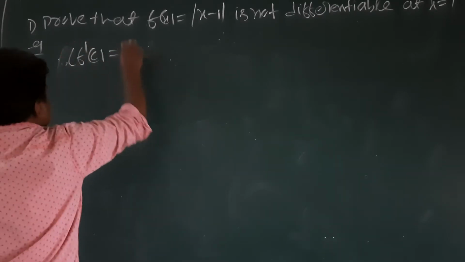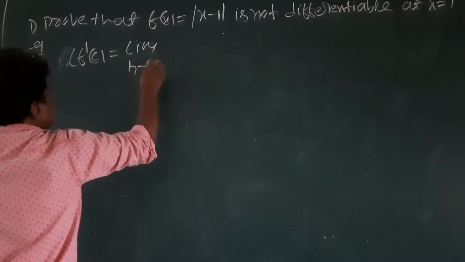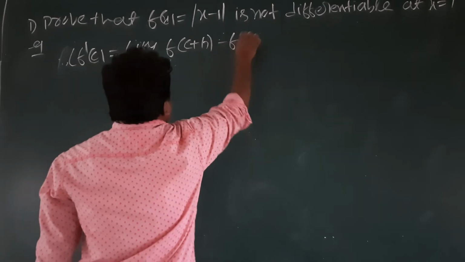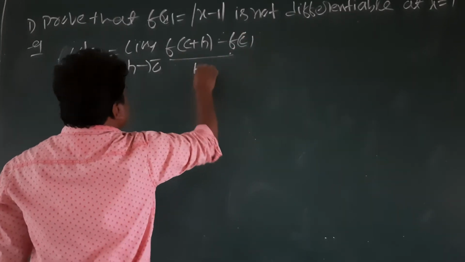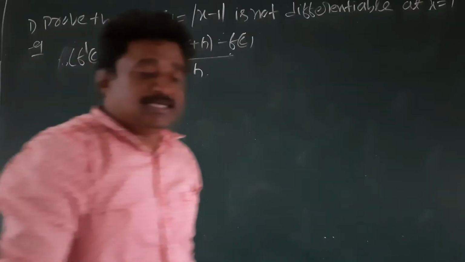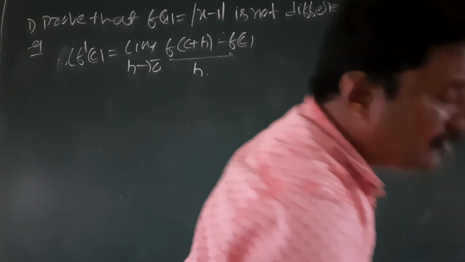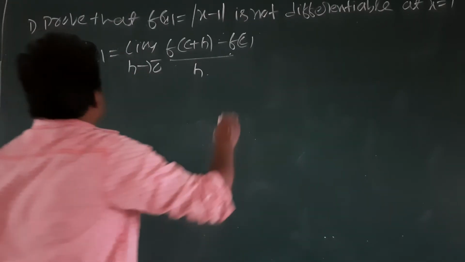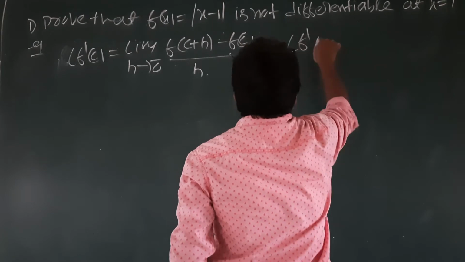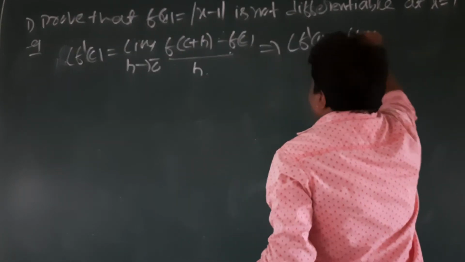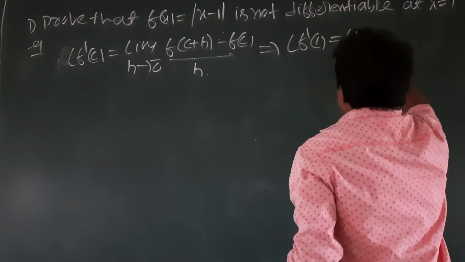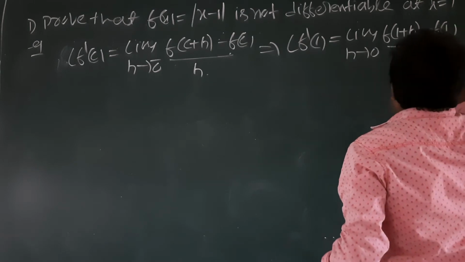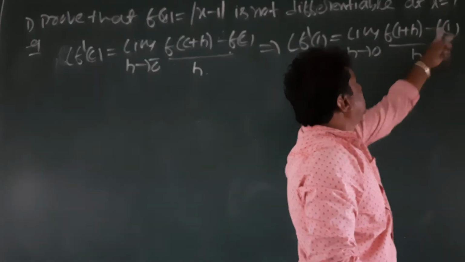L f dash c is equal to limit h tends to 0 minus, f of c plus h minus f(c) by h. In this case the value of c is 1. Put c is equal to 1, students. That implies L f dash 1 is equal to limit h tends to 0, f of 1 plus h minus f(1) by h. Now you calculate both these two quantities.